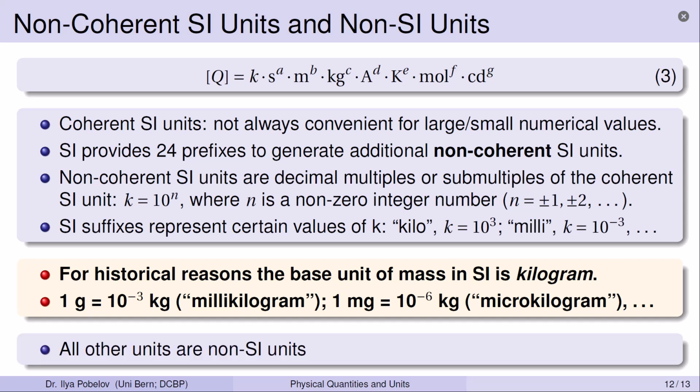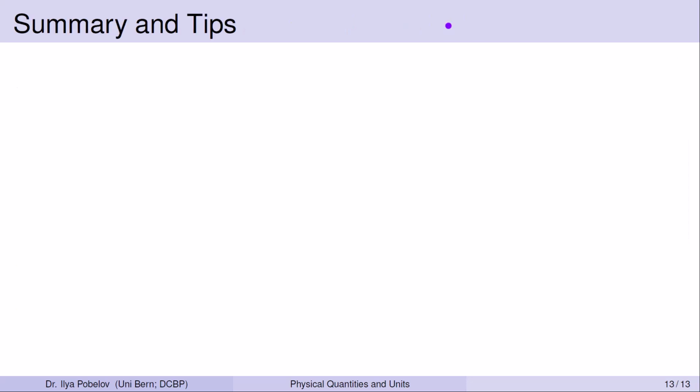Finally, all other units that aren't part of the International System of Units are categorized as non-SI units. Many of them are used mostly due to historical reasons. In formal reporting, conversion to SI units is typically expected. As we conclude this module, we will review our key learnings and leave you with some essential practical tips.